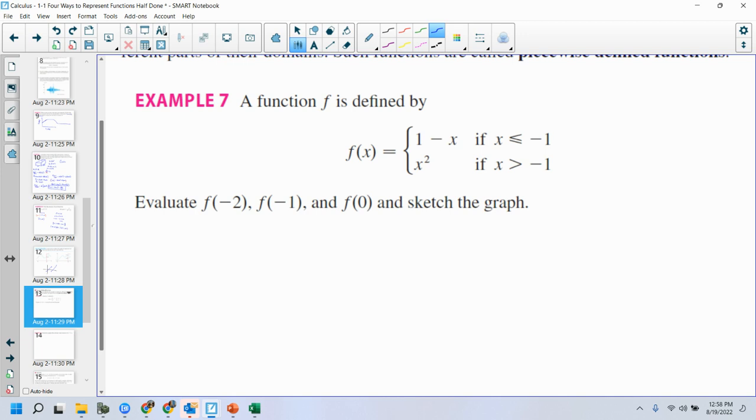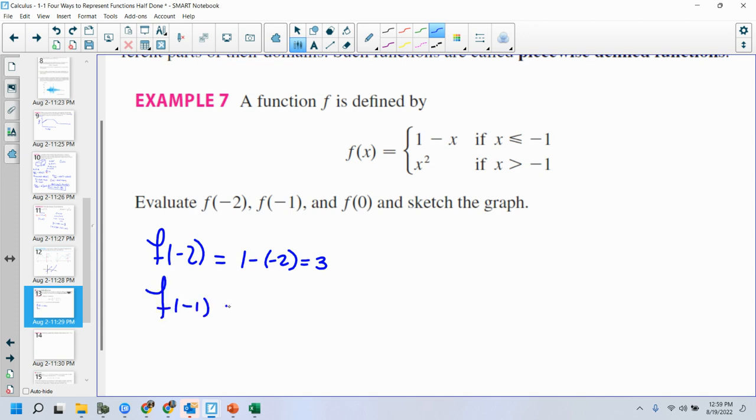Okay, let's first start off by evaluating f of -2. Okay, f of -2, what rule do I use? The 1 minus x or the x squared? What rule do I use? The 1 minus x, right? Because -2 is less than or equal to -1. I look here in my domain. Where does it fall? It falls within the domain of less than or equal to -1. So I use the 1 minus x rule, right?